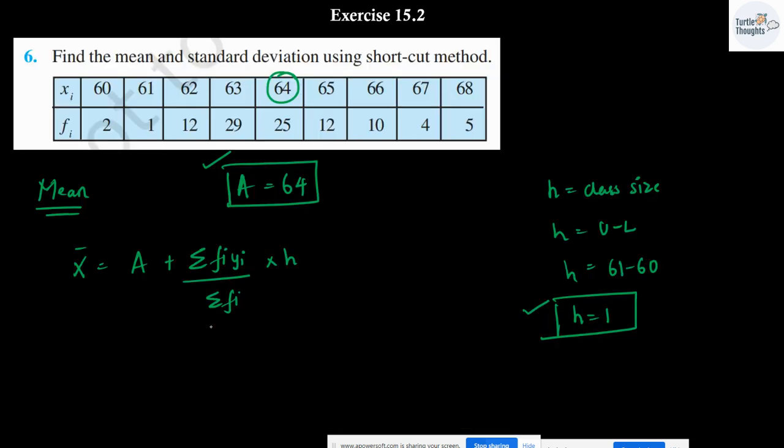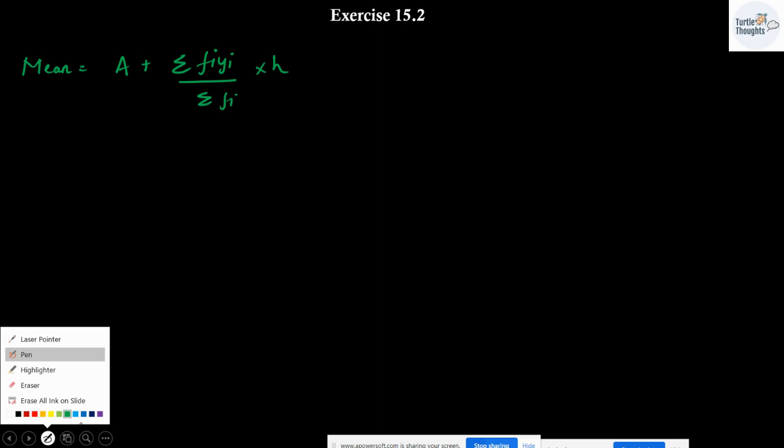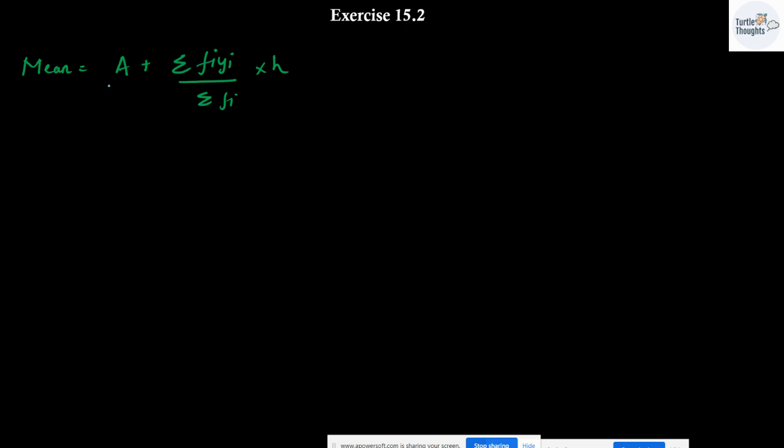Yes, okay. Now, first we have found out the value of xi, right? I can find out the value of x bar as well. What will be the value of x bar? X bar is going to be the mean, right? Yes. So, finding out the value of mean. Mean is going to be a plus summation of fi yi divided by summation of fi multiplied by h.